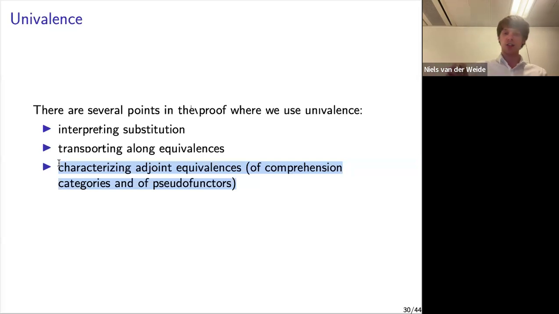proof just now, but I did use implicitly, which is that we want to characterize what adjoint equivalences are. For instance, we want to characterize that adjoint equivalences between pseudo-functors are pseudo-transformations that are pointwise adjoint equivalences. We want to say that adjoint equivalences of comprehension categories are given by an adjoint equivalence between their categories of context and an adjoint equivalence over it between their displayed categories of types. And these kinds of statements also help simplify the development. And in their proof, I actually make use of univalence.